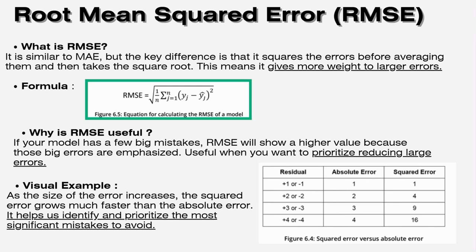Here is a visual example from the book, where we can see that as the size of the error increases, the squared error grows much faster than the absolute error. So it helps us identify and prioritize the most significant mistakes to avoid.